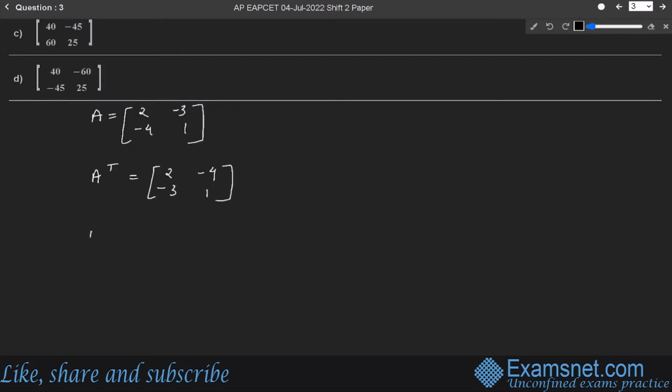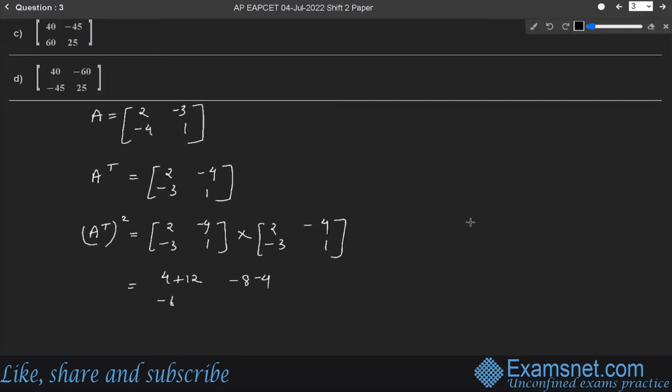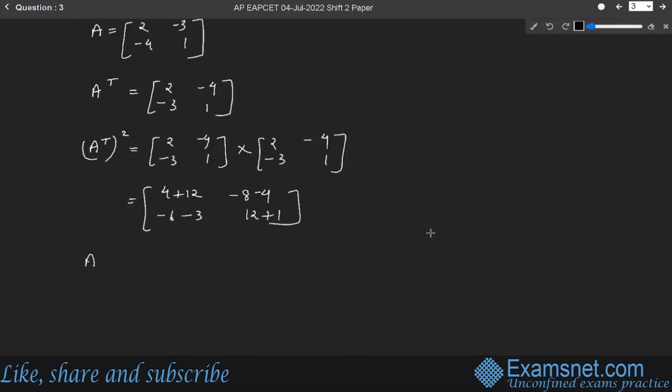Now we have to calculate the A transpose whole square. A transpose whole square means 2 minus 4 minus 3 1 multiplied by 2 minus 3 minus 4 and 1. So on further solving, it will be equal to 4 plus 12 minus 8 minus 4 minus 6 minus 3 and 12 plus 1. So A transpose whole square will be equal to 16 minus 9 minus 12 and 13.